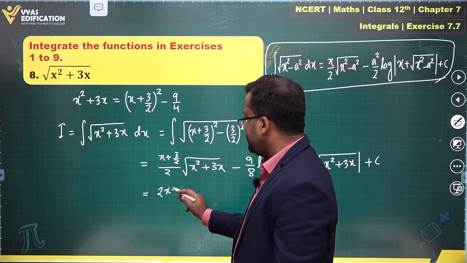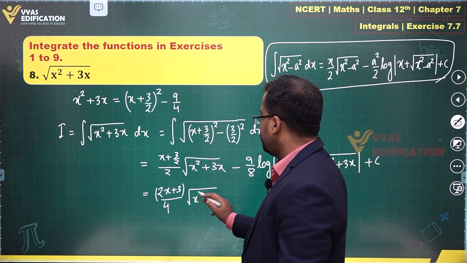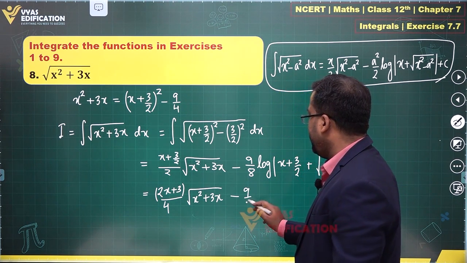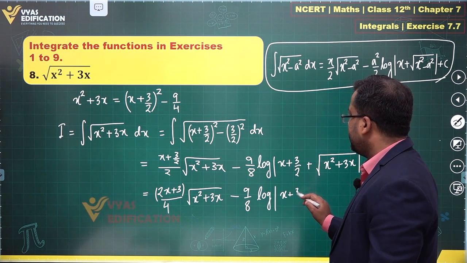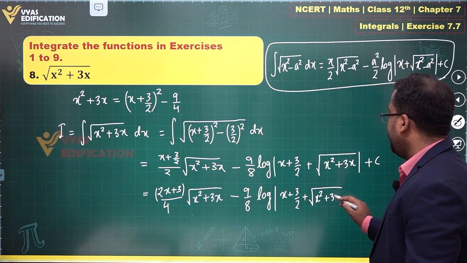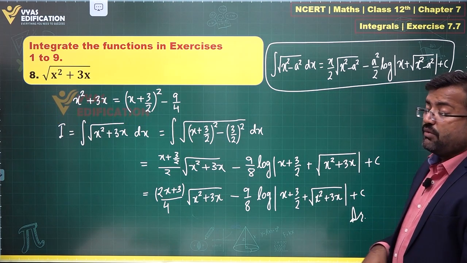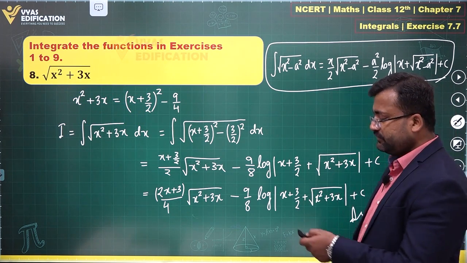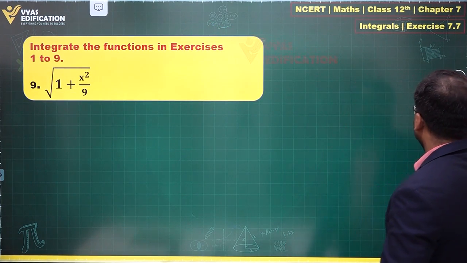This is (2x+3)/4 times the square root of x square plus 3x minus 9, by 8 log modulus x plus 3 by 2 plus the square root of x square plus 3x, modulus, plus constant, remains as it is. And yes, that's the required answer for this 8th question using this formula, right? That's all.